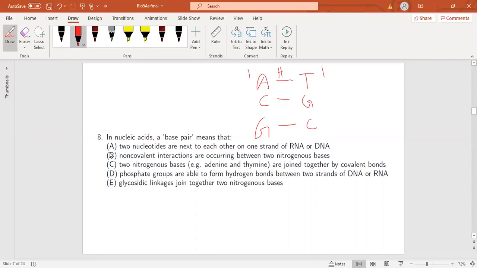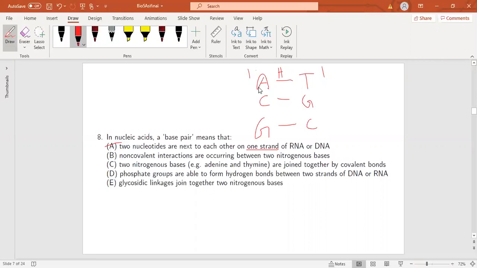So if we look at answer choice A, 2 nucleotides are next to each other on 1 strand of RNA or DNA. 1 strand would not be correct in this case. So A is out. B, non-covalent interactions are occurring between 2 nitrogenous bases.